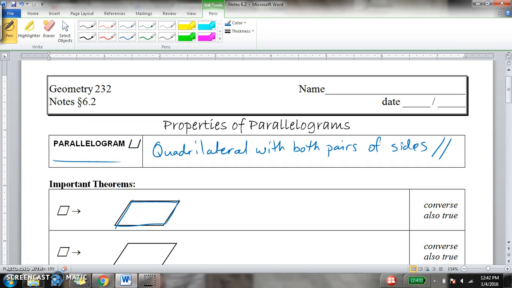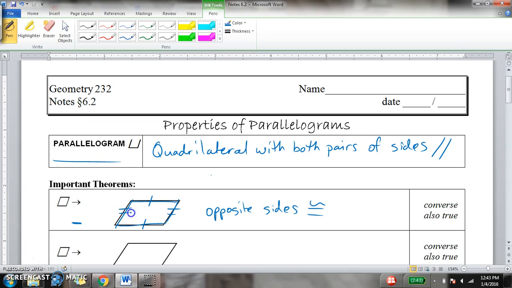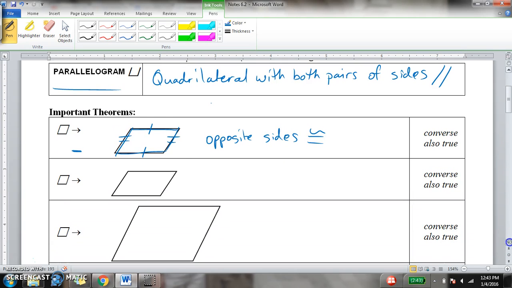So important theorems. This symbol right here, the arrow, means if-then. So this means if we have a parallelogram, then we can say that the opposite sides are not only parallel, but they're also congruent. So opposite sides, this side is congruent to this side, so we put one tick mark on each of those, and this side is congruent to this side. Another thing we can say, if we have a parallelogram, then opposite angles are also congruent. So this angle is congruent to this angle, we put one rainbow on each of those, and this angle is congruent to this angle.